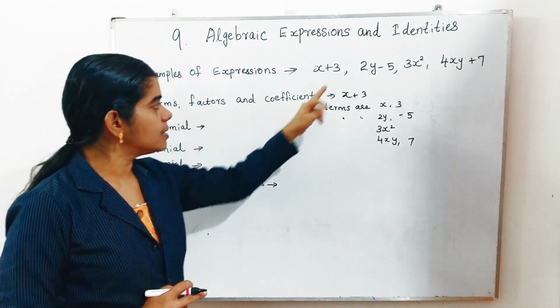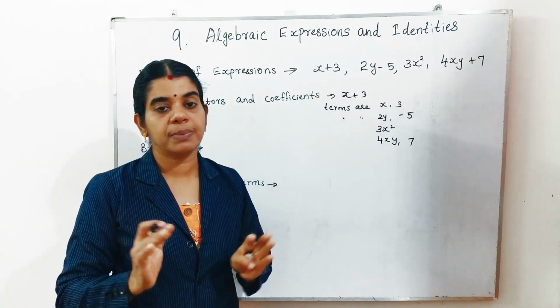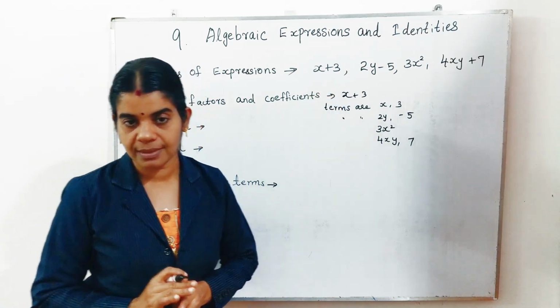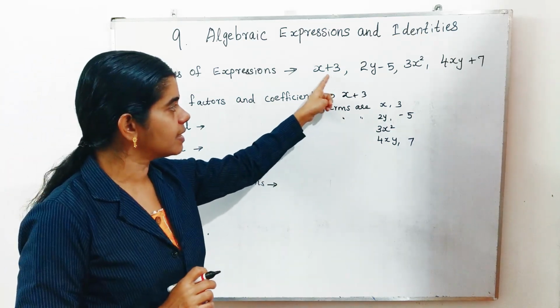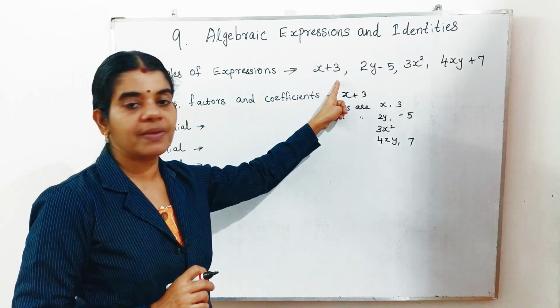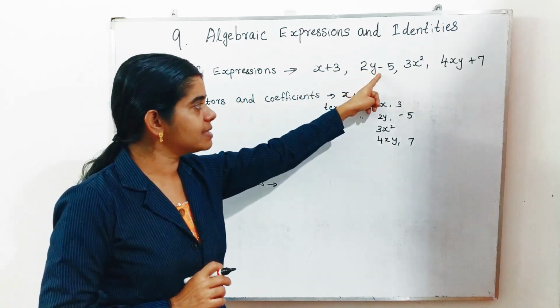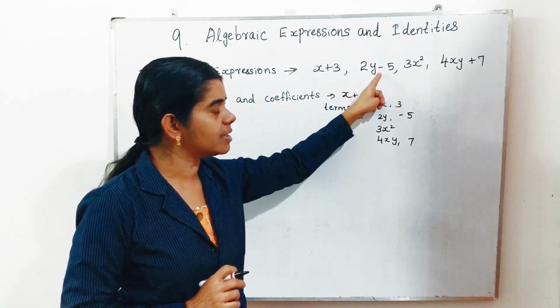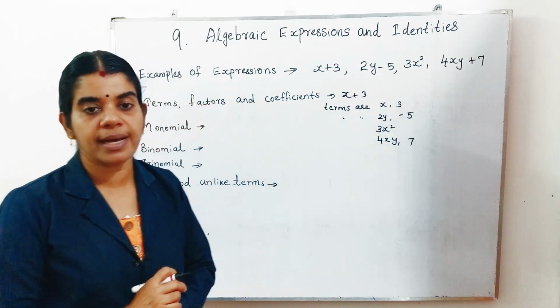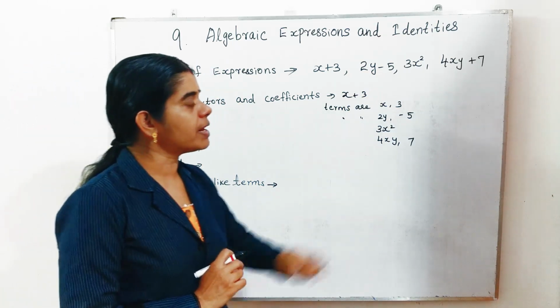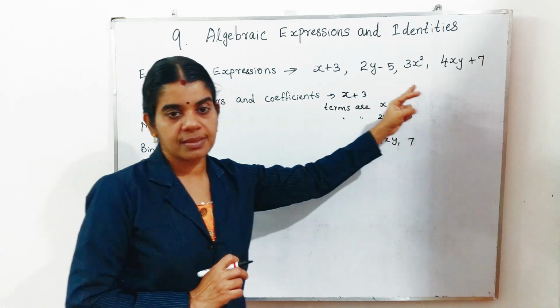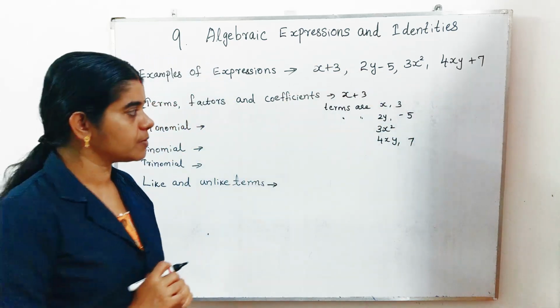For terms, you just look at the plus and minus signs. In between, wherever plus is there, this is one term and 3 will be the other term. Here, with minus, 2y will be one term and minus 5 will be the other term. Terms are the product of factors.